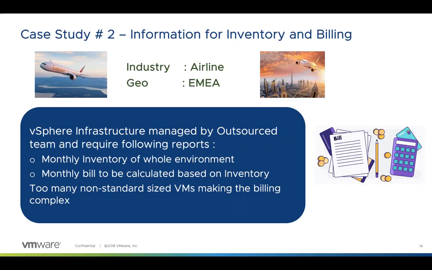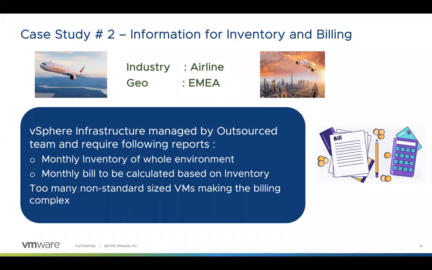So the use case or the request, the data they needed from vROps, was that they want to have a monthly inventory of the whole environment and a monthly bill to be calculated based on the inventory. This could be easy if you have all standard VMs. For example, I have 100 small VMs, 1,000 medium VMs, or whatever number of large VMs. Then it's easy. If you have a unit cost for each of those t-shirt sizes, it's easy to calculate.